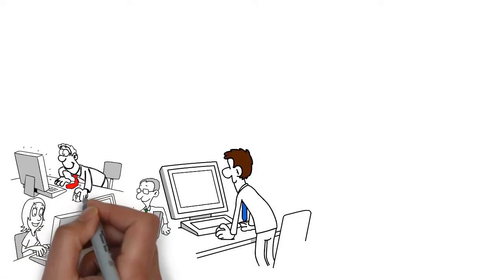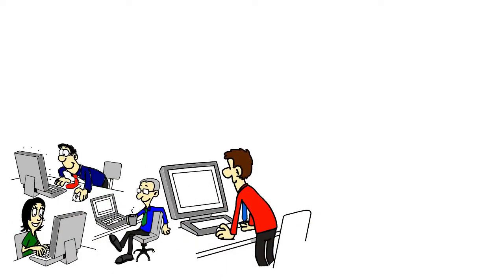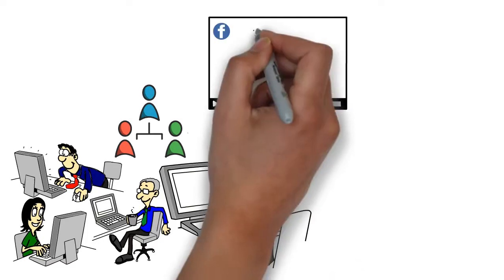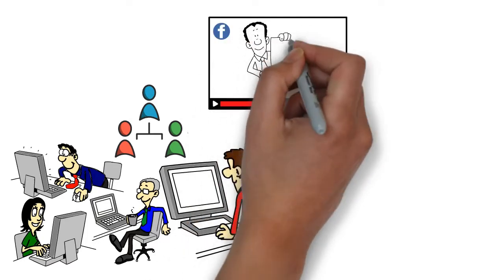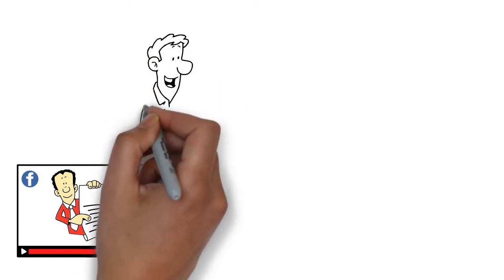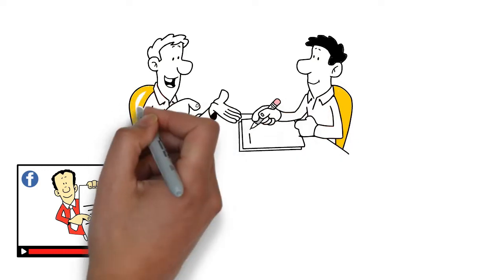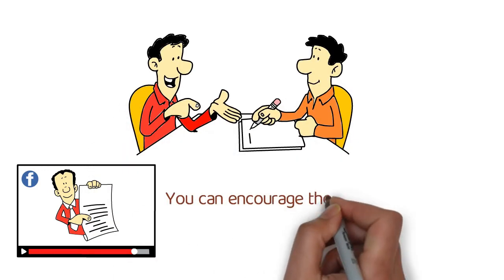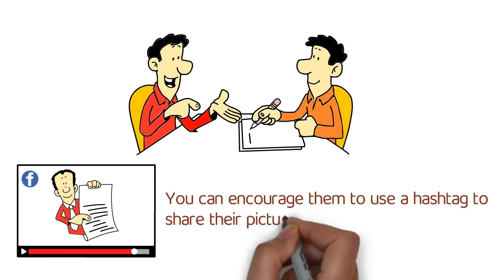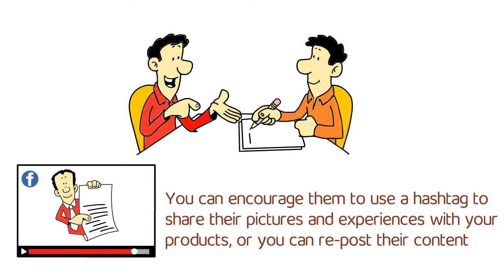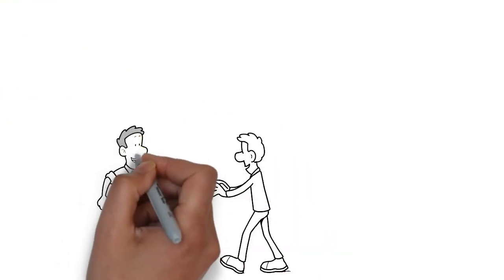Consider the material your rivals are posting and how you can differentiate yourself using the tools available to you. Make effective use of the platform's capabilities as well. For example, you can use Facebook Live to broadcast the most recent information about a product launch or hold a contest. In addition to that, you can also use your current customer base to help you make content. You can encourage them to use a hashtag to share their pictures and experiences with your products, or you can repost their content.